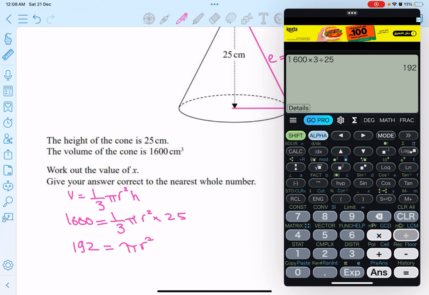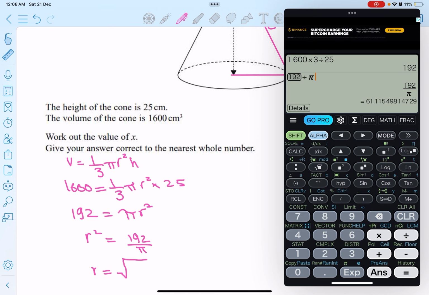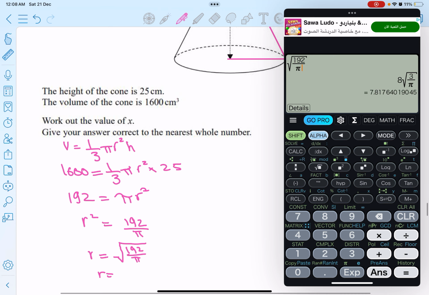You divide by pi. It's going to be r squared equals 192 over pi. So r is the square root of this expression, 192 over pi. The square root of 192 over pi is 7.817640. This is the radius.